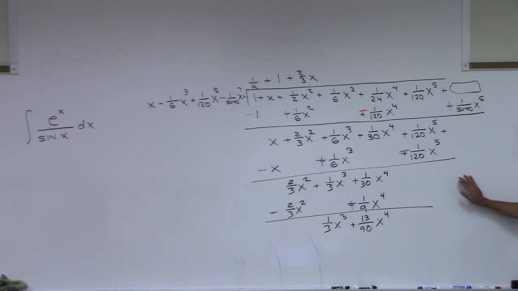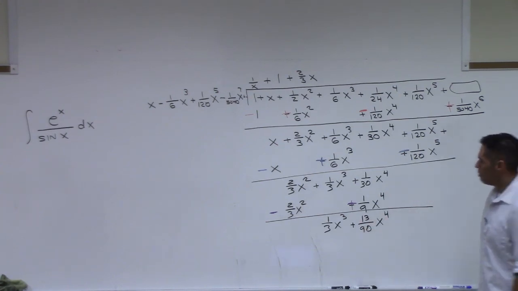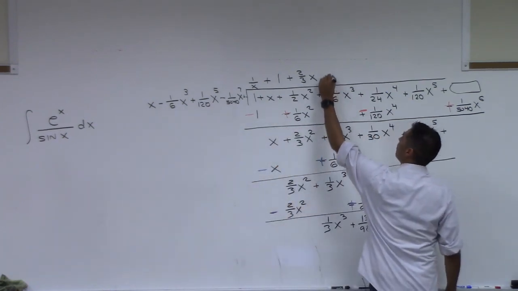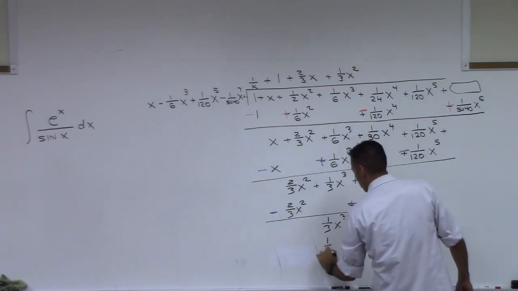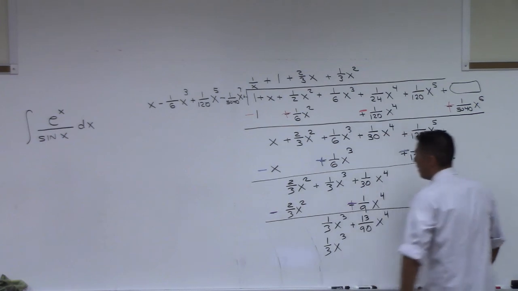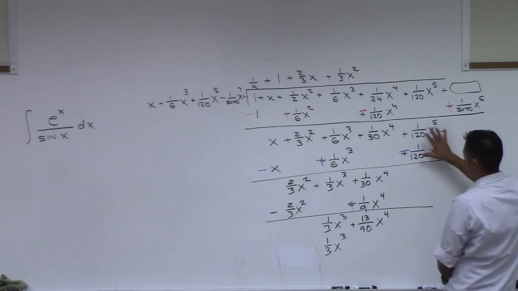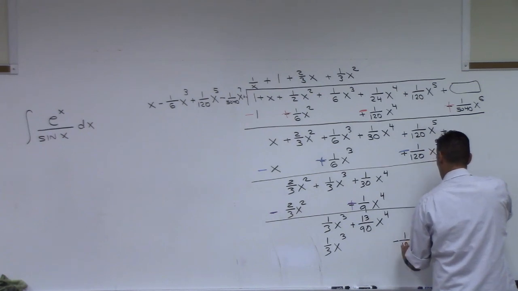Yeah, let's go. Let's keep going, because these are pretty clean. I mean, these aren't too terrible. What do we multiply x by to get 1/3 x cubed? 1/3 x squared. So plus 1/3 x squared, and then that'll become 1/3 x cubed. What's my next term after that? This will be the last one we wind up doing. It'll be minus 1/18 x to the 5th. Yeah, because this was gone, right? So minus 1/18 x to the 5th.